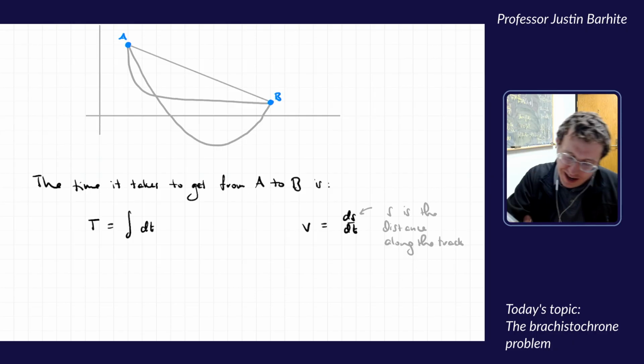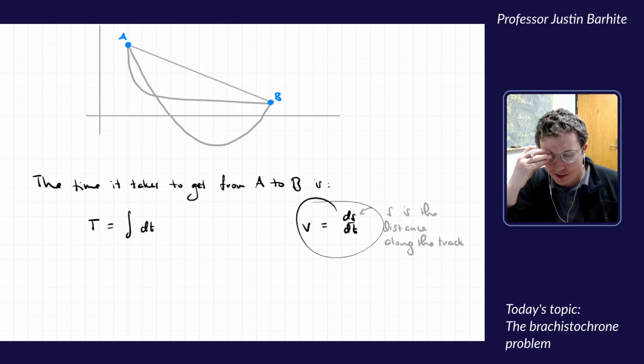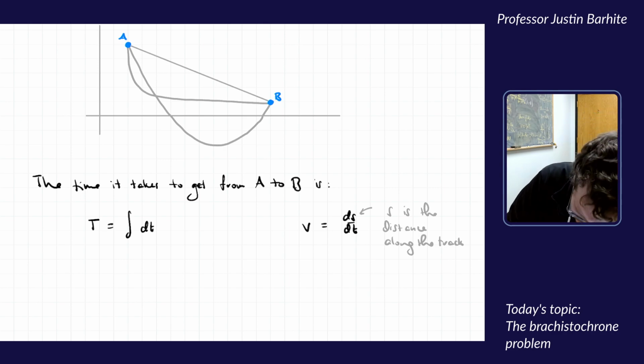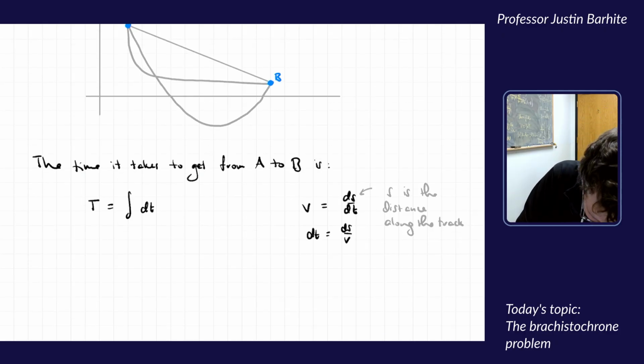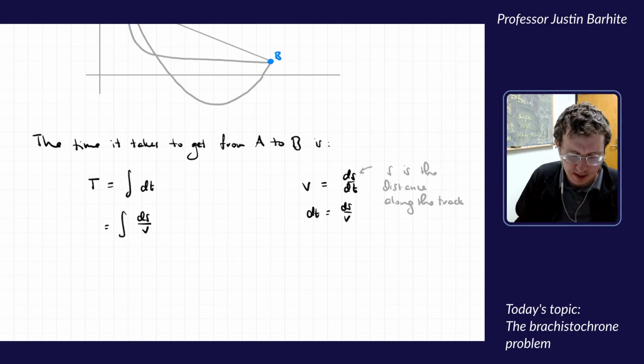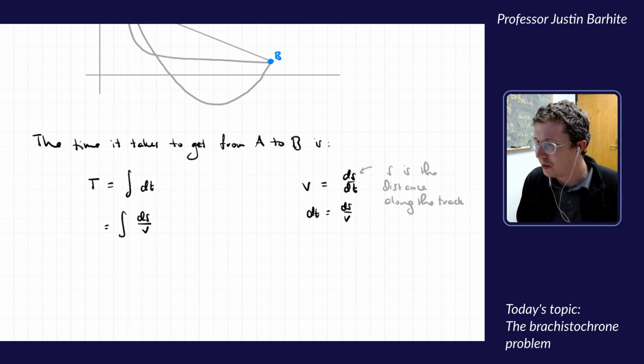Okay, so the velocity or the speed is going to be ds/dt, and I'm going to rewrite that as dt equals ds over v. Okay, so t is going to be the integral of ds over v. This is going to get a lot more complicated before it gets simpler.